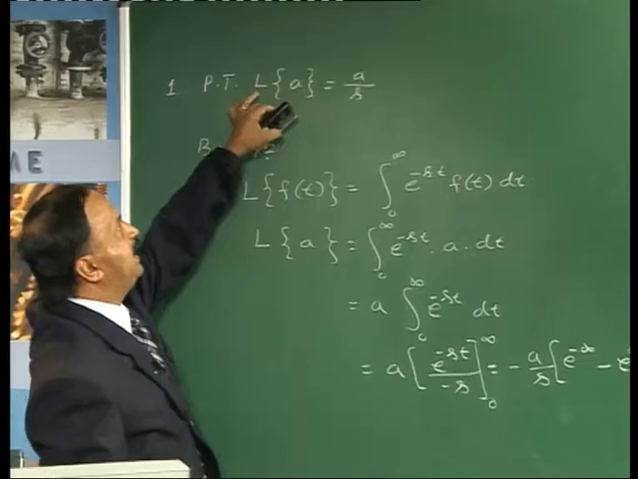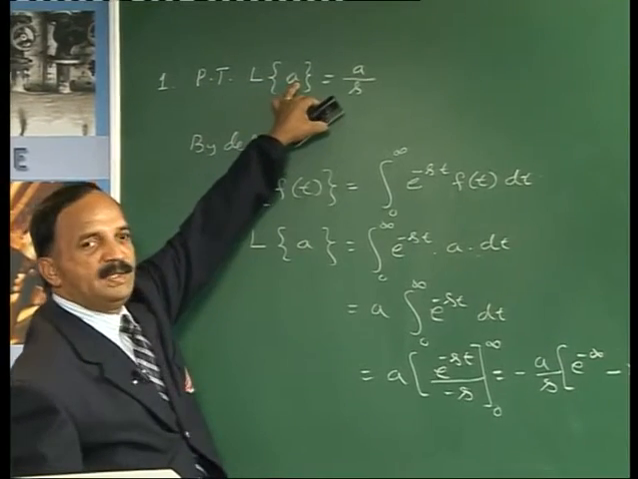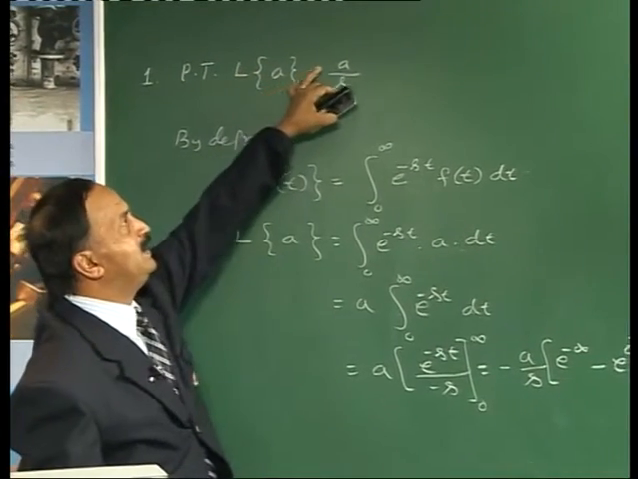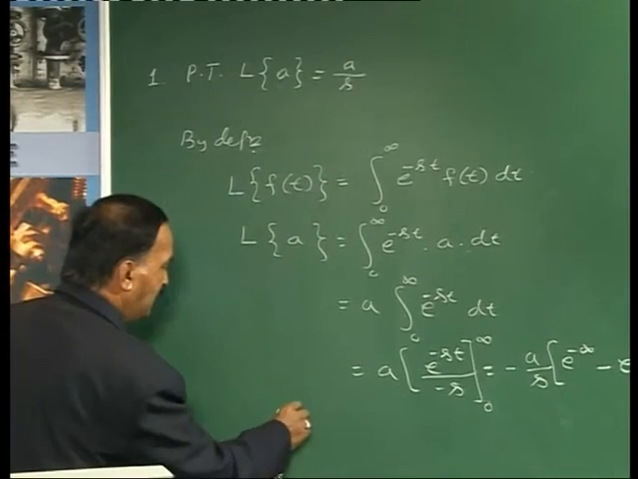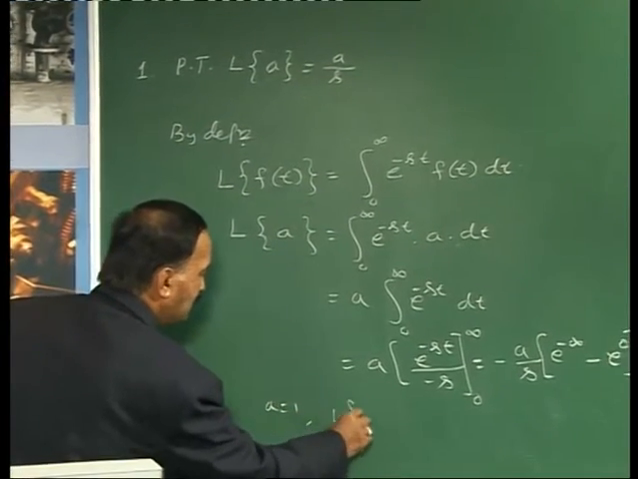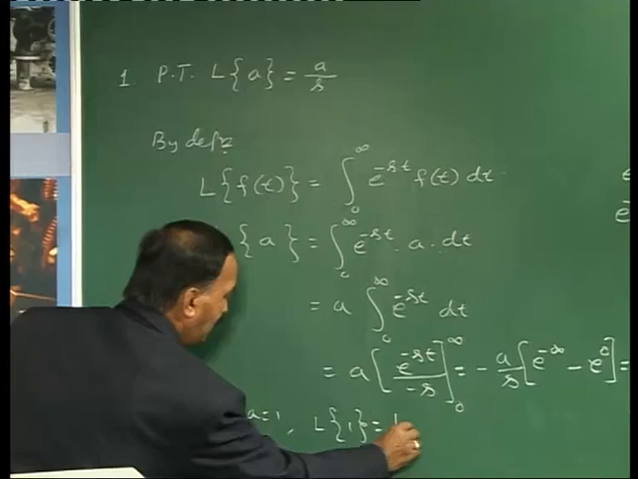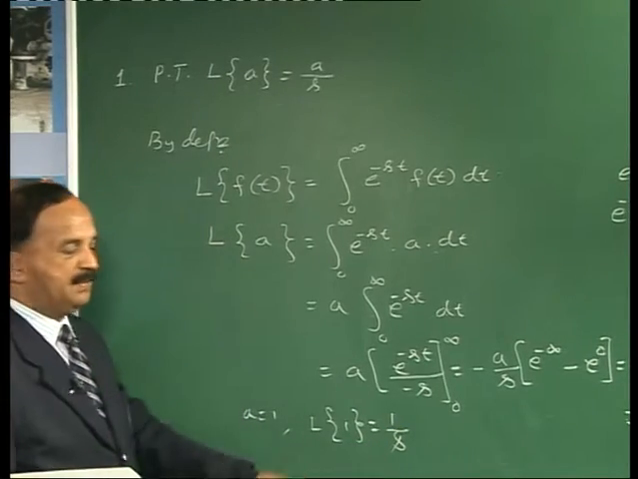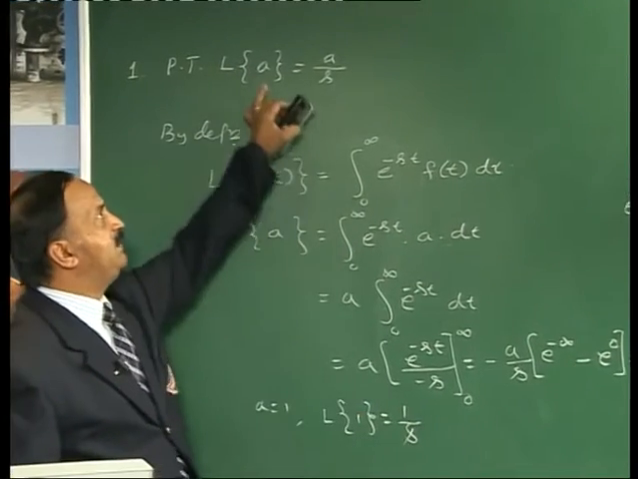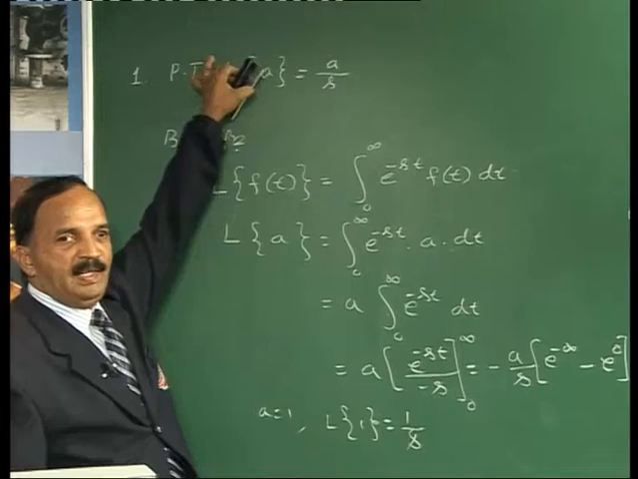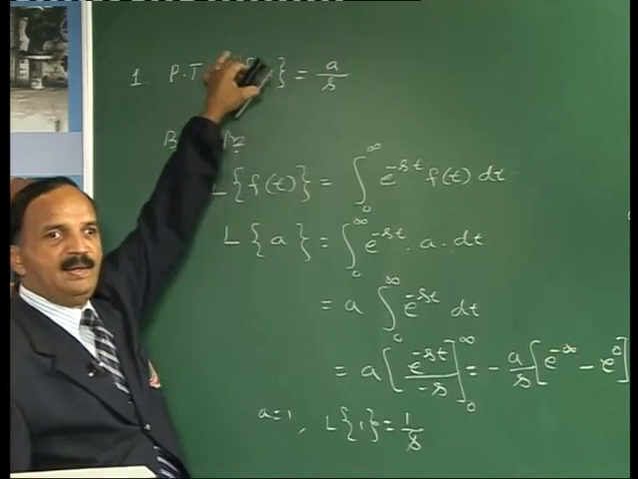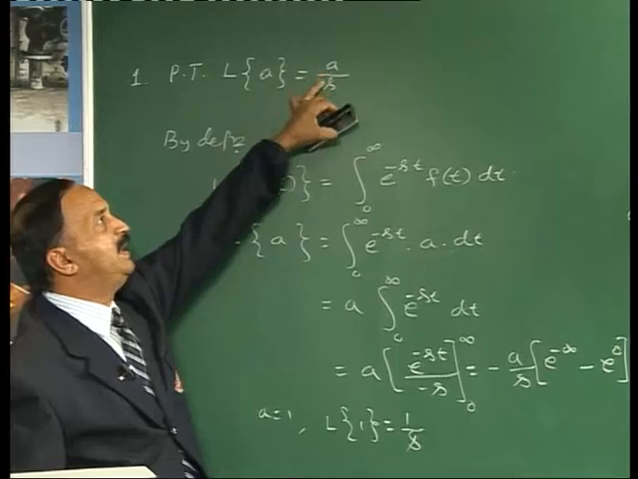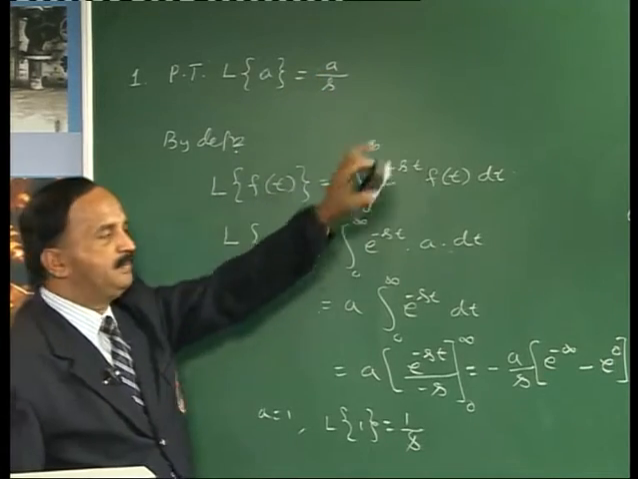For example, here L of 1 is equal to, put a is equal to 1, we get L of 1 is equal to 1 by s. So when a is equal to 1, L of 1 is equal to 1 by s. Same time, L of 2 is equal to, here if you put a is equal to 2, we get L of 2 equal to 2 by s. Put a is equal to 3, you will get L of 3 equal to 3 by s, like that here.